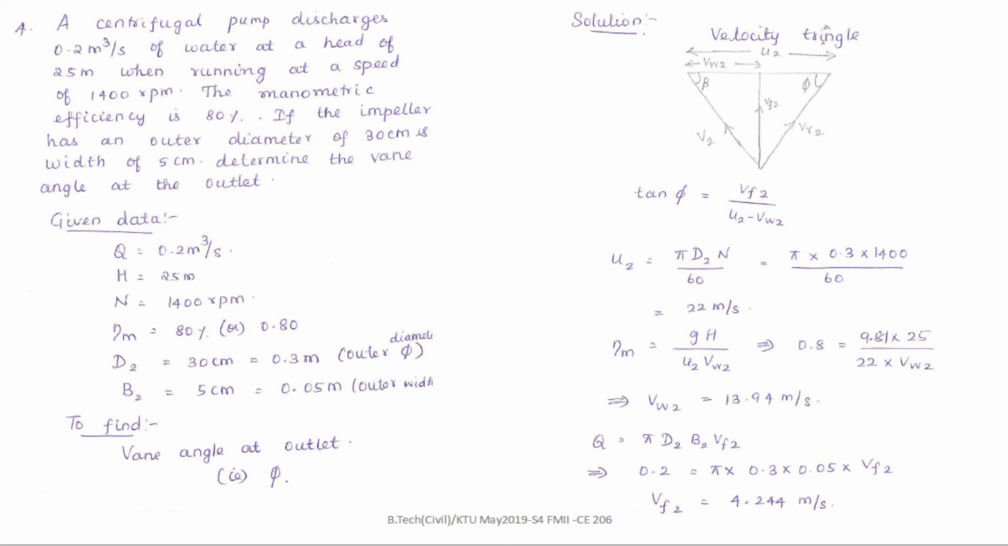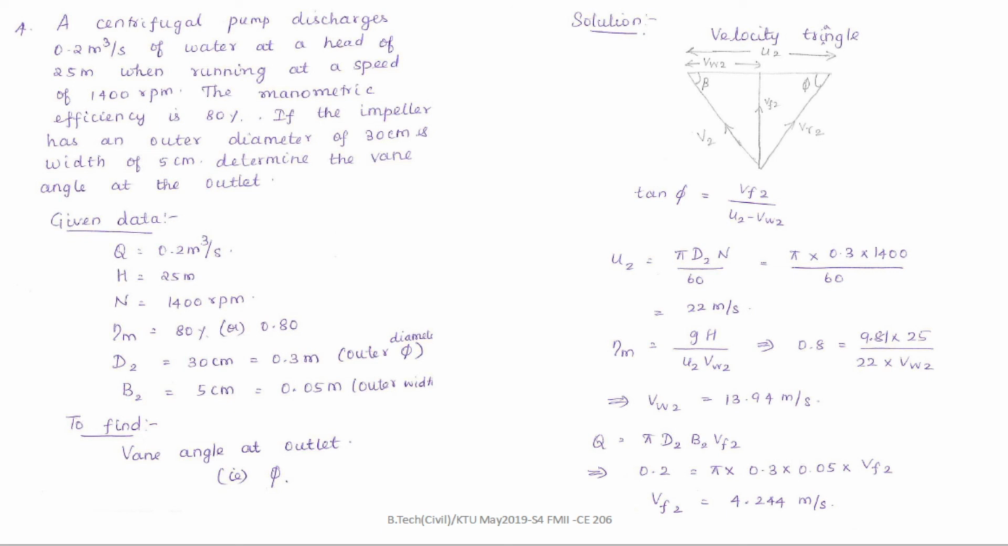So what is the formula? So simple. Tan phi is equal to Vf2 divided by U2 minus Vw2. That you can write easily with the help of the velocity triangle. In this formula we don't know Vf2, we don't know Vw2 and we don't know U2. You have to find all these terms, then only you can find the phi value.